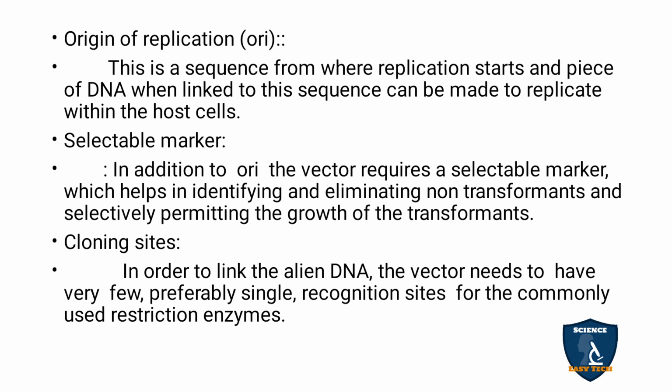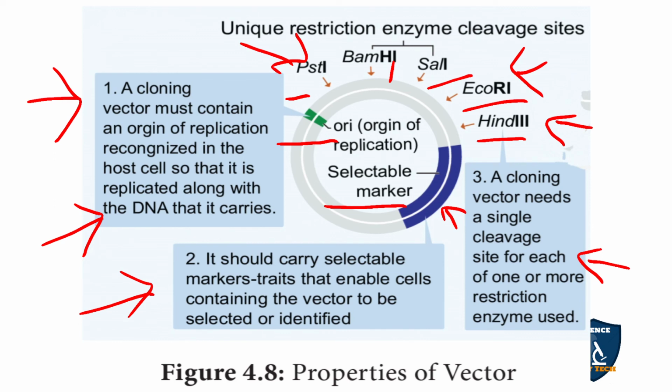So now we will see the features that facilitate cloning in the vector. First is the origin of replication, ORI. This is a sequence from where the replication starts, and a piece of DNA when linked to this sequence can be made to replicate within the host cell. So this is the ORI site. The origin of replication should be there in the cloning vector, and where the insert joins, it also has to replicate, and here the sequence starts to replicate.